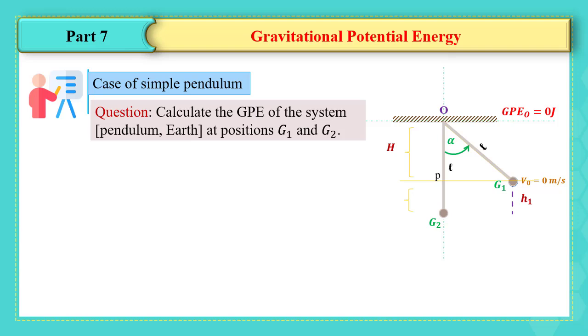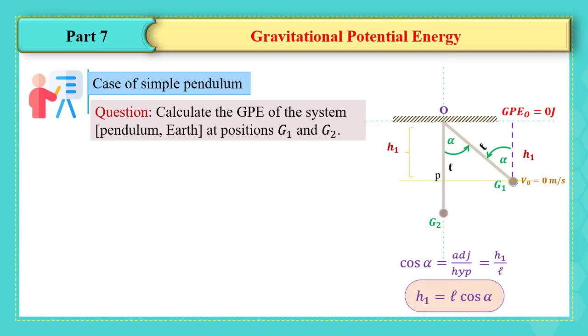First, the height is now taken between the position of G1 and the plane passing through O. Then, this height is found directly using the right angle OPG1, such that cosine alpha is h1 over L, and finally h1 is L cosine alpha.